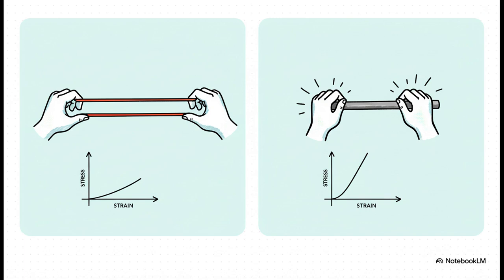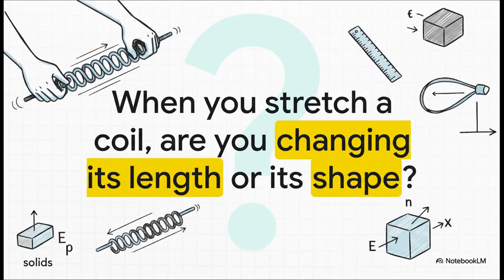You need a massive amount of stress to get a tiny little bit of strain in steel. And for that reason, steel has a much, much higher Young's modulus. Okay, let's try another one. This is a good one.